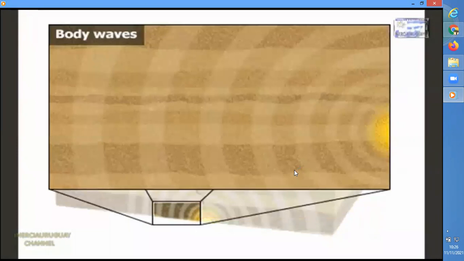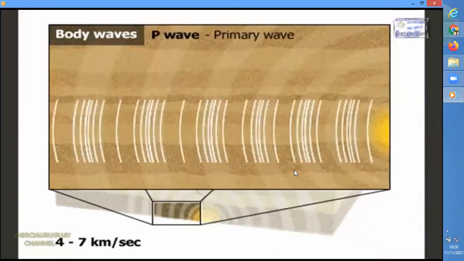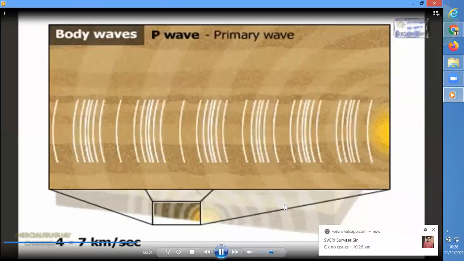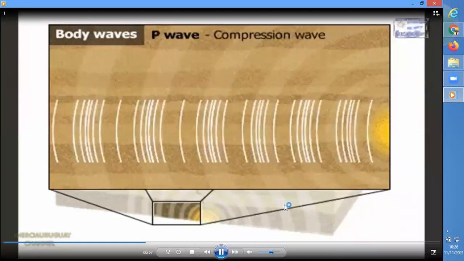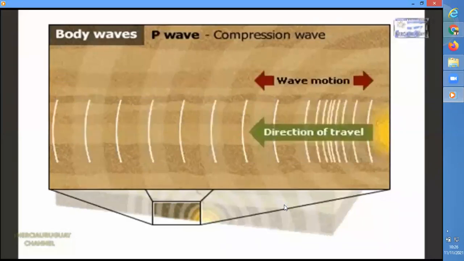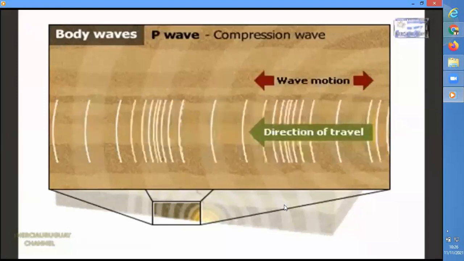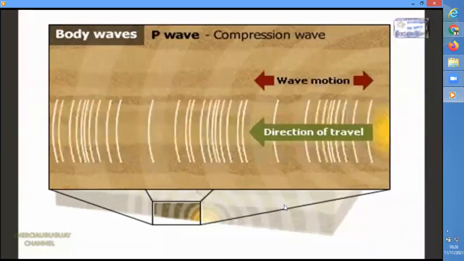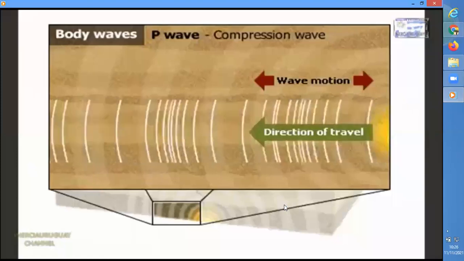There are two types of body waves. The fastest wave is called a P wave, or primary wave. It moves between 4 to 7 kilometers per second, depending on the density of the rock it's moving through. A P wave is a compression type wave. Rocky material in its direction of travel compresses, then expands as the wave passes. A P wave is similar to a wave traveling through a spring. The coils compress and expand in the direction the wave is traveling.